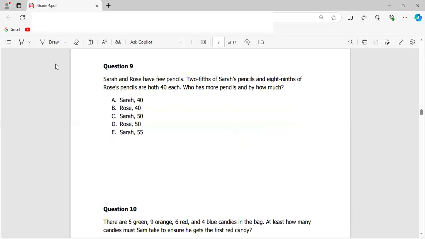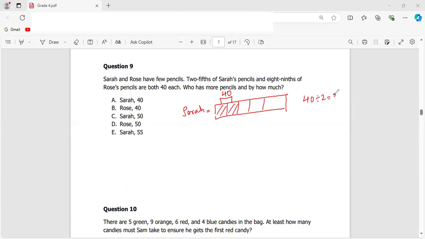Question number 10. Sarah and Rose have a few pencils. 2/5 of Sarah's pencils and 8/9 of Rose's pencils are both 40. Who has more pencils and by how much? So basically, Sarah, 2/5. One whole is divided into 5 parts: 1, 2, 3, 4, 5. So 2/5 is 40. If 2/5 is 40, that means 40 divided by 2 is 20. So each box is 20. So Sarah has how much? 20 into 5, 100 pencils, correct?